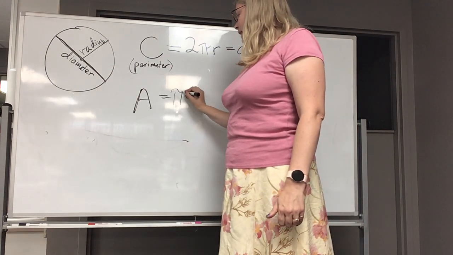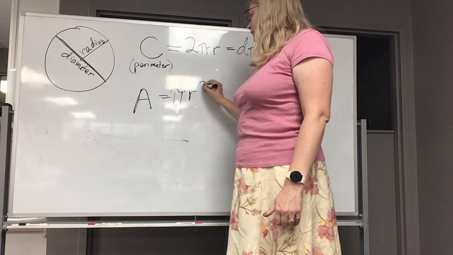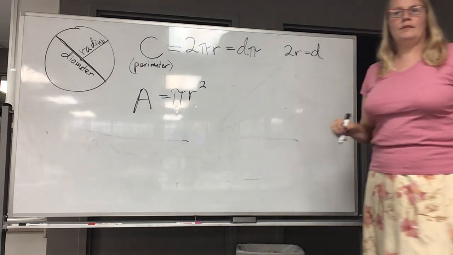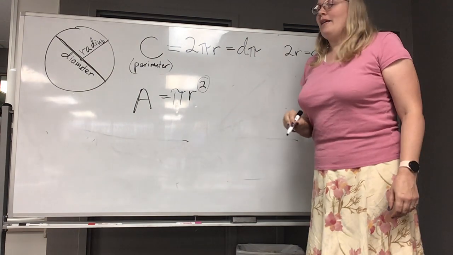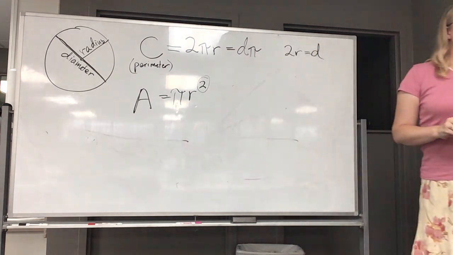The area is that same pi times radius squared. My key to remembering is that area is measured in squares. The formula that has radius squared in it is the one that is measuring area. And so if you see squared, oh yeah, measure in squares. That's area.